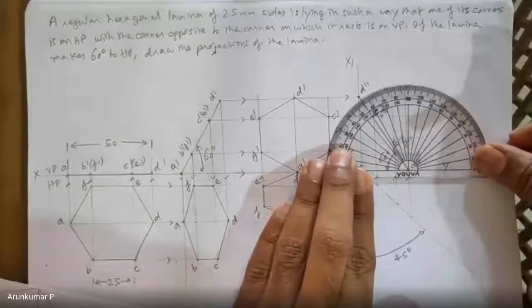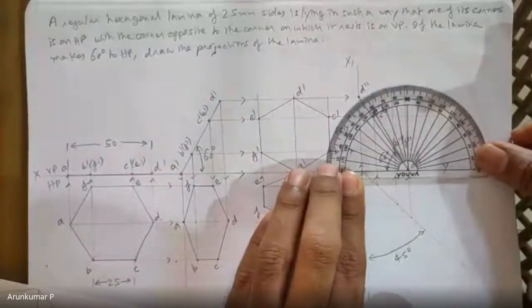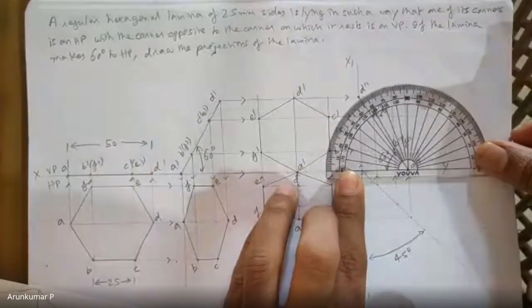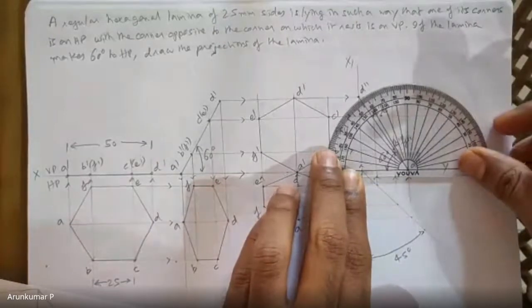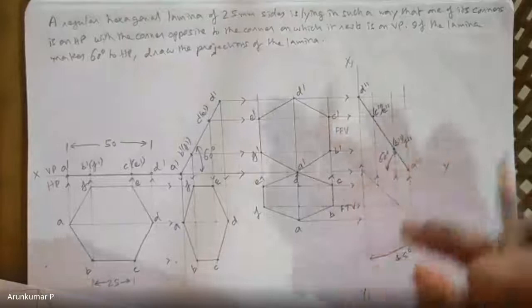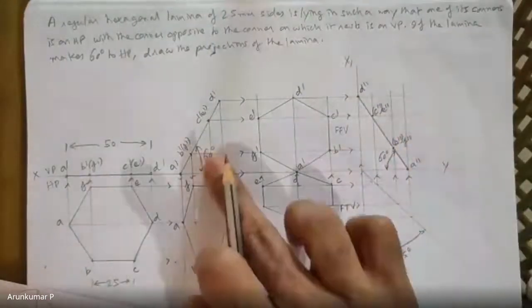Let us check it out. Not exactly, there is some gap. Actually, it shouldn't come. Maybe I have not drawn it to scale. That is why. Yeah, there is some mismatch here. But if you draw to scale, I think you should get the same angle.